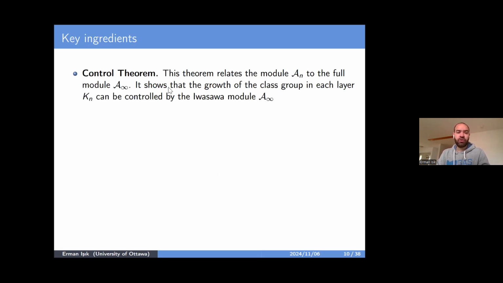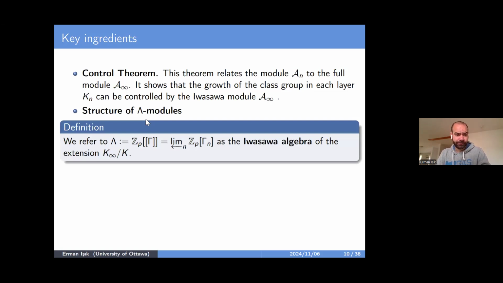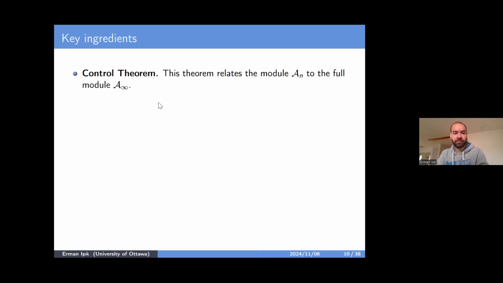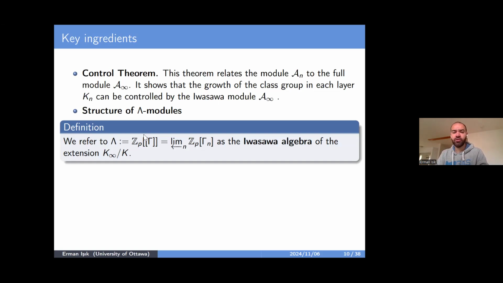So basically, this control theorem says that the behavior at every layer can be controlled by this infinite object, which turns out to be an Iwasawa module, which I'm going to define later. And the other thing, actually, let me define. As I mentioned, we are able to define the action of this Z_p extension over that, and that brings us to the following definition.